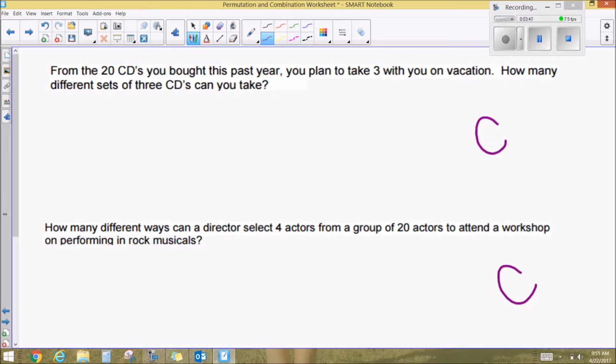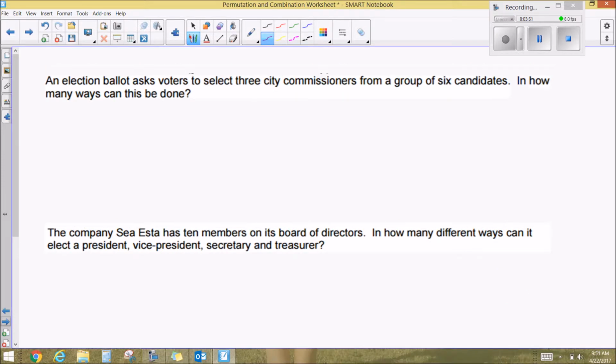Now, on the next page, oh, one more. Okay, on this page here, go ahead and take a moment to pause the video and read both of these to yourself. These are 2 examples that are very similar.